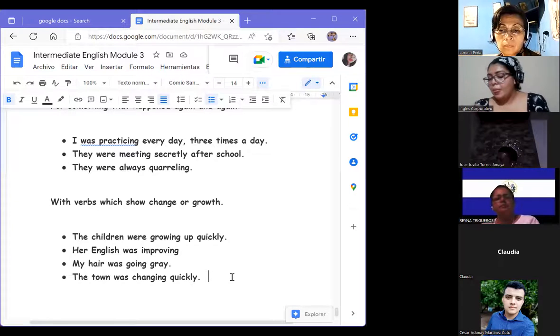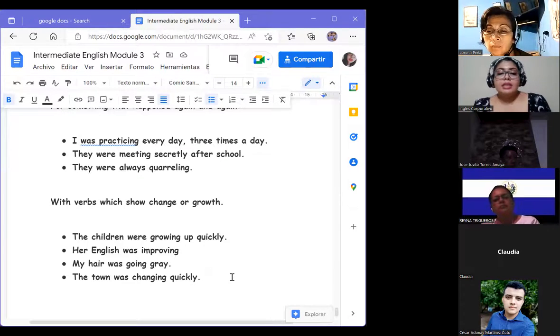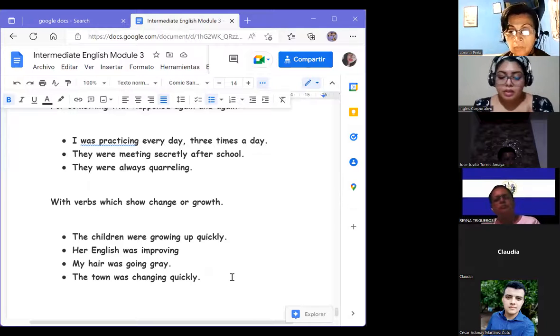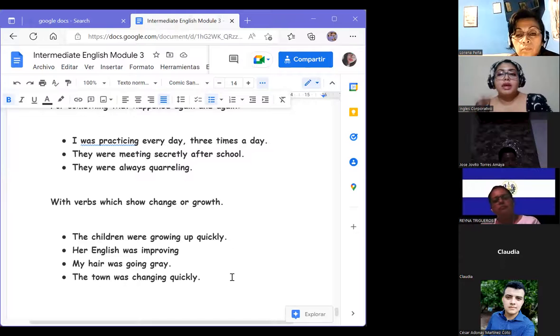So now, I will give you time to write some sentences using the simple past or the past continuous. We're going to write five sentences, just five sentences. Vamos a escribir cinco oraciones con las dos estructuras, con el simple past y con el past continuous, de lo que ustedes quieran. Whatever is the topic that you are going to use.